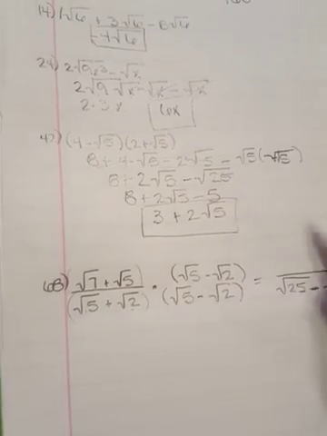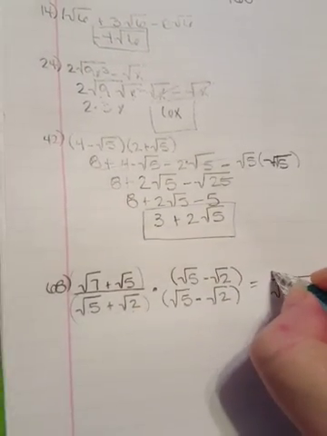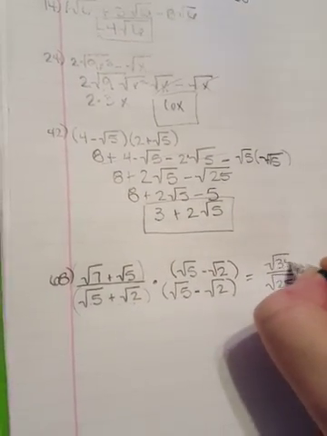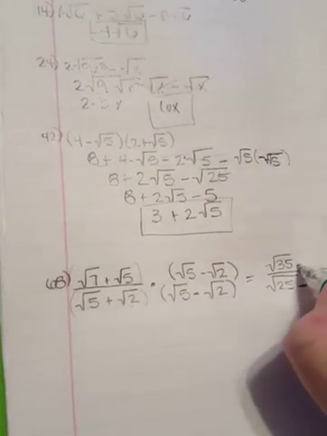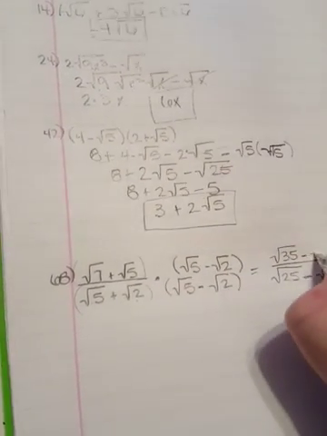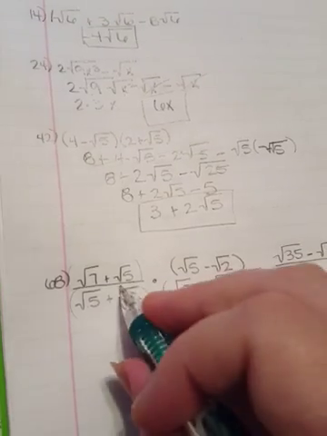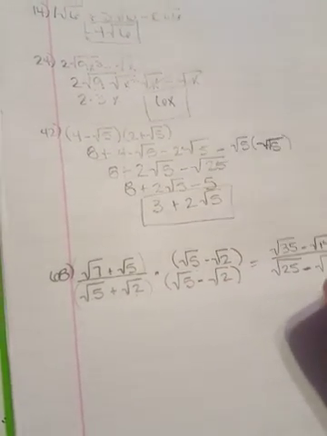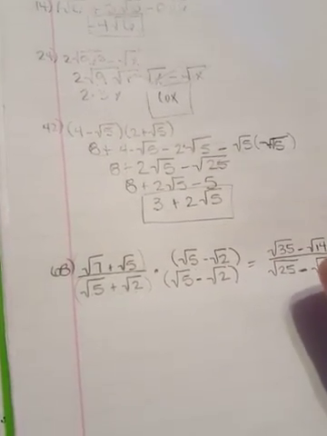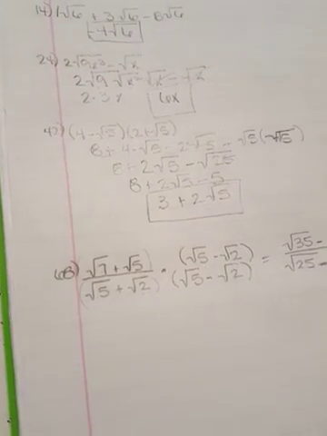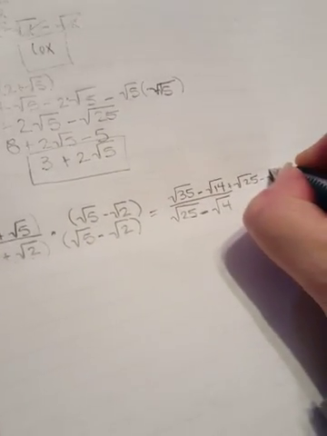And up top we need to go ahead and multiply. So the square root of 7 times the square root of 5 is the square root of 35. Minus the square root of 14 plus the square root of 25 minus the square root of 10.